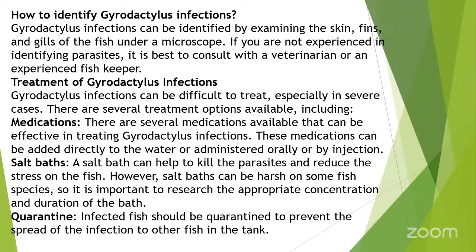Second one is salt baths. A salt bath can help to kill the parasites and reduce the stress on the fish. However, salt baths can be harsh on some fish species. So it is important to research the appropriate concentration and duration of the bath. And the next one is quarantine. Infected fish should be quarantined to prevent the spread of the infection to other fish in the tank.